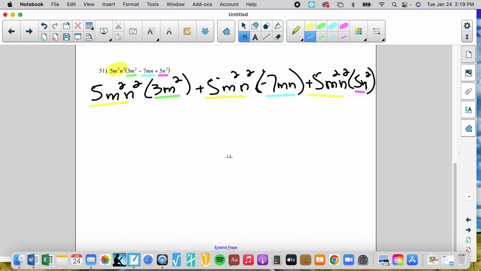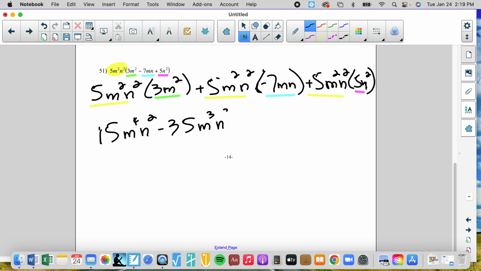So 5 times 3 is 15. M to the second times m to the second is m to the fourth. N squared doesn't have a partner. Remember, those variables need to be in alphabetical order. Now we have 5m squared n squared times negative 7mn. That makes negative 35. Coefficients first. Like variables, m squared times m is m to the third. N squared times n is n to the third. 5 times 5 is 25. We have m squared, no partner. N squared times n squared is n to the fourth.